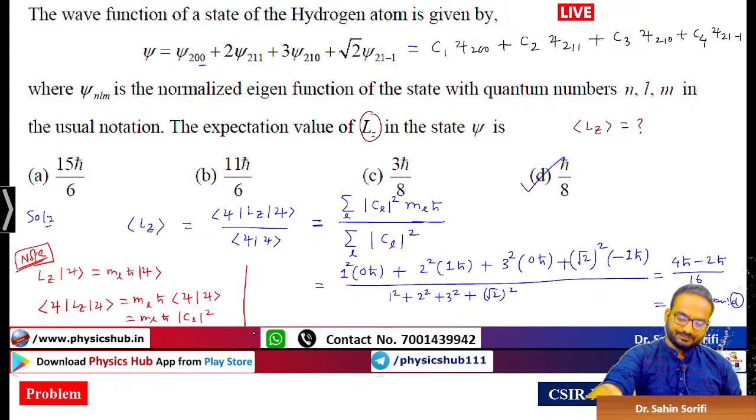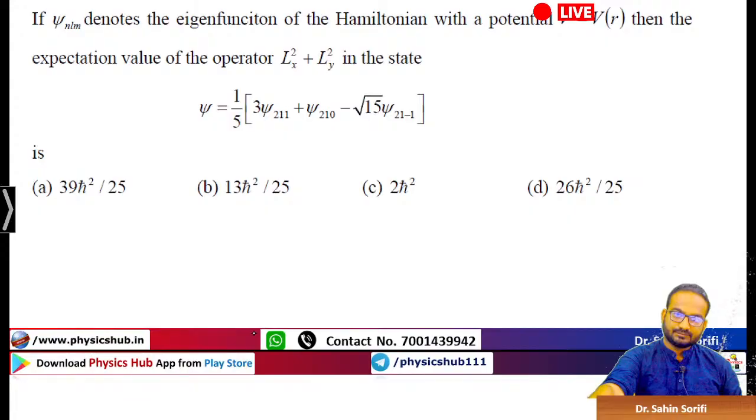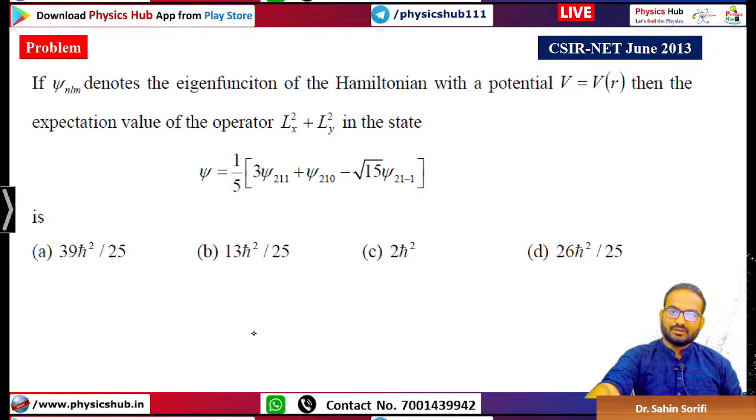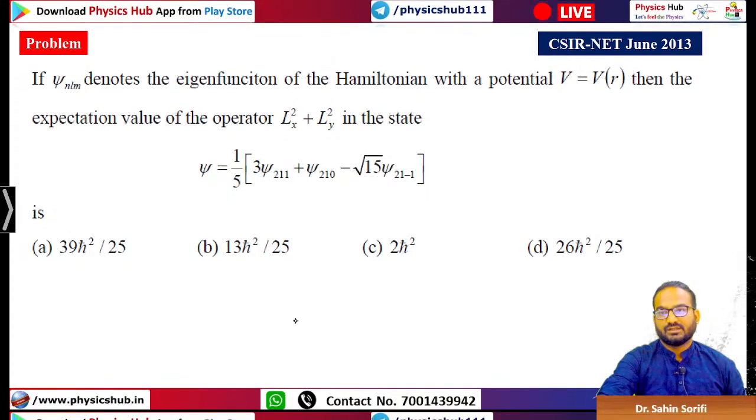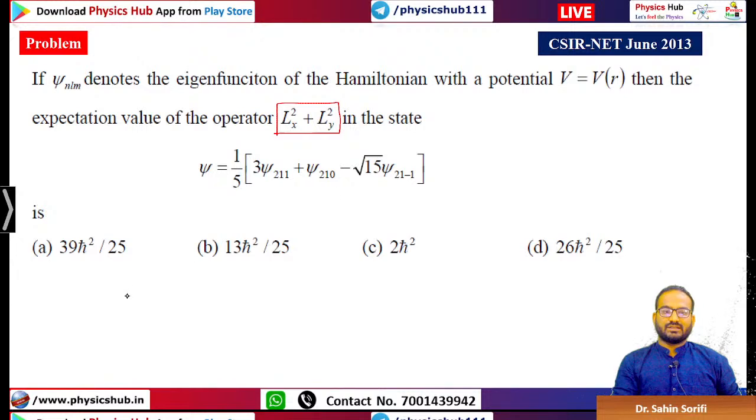Okay, let's move on. Do this one. A similar problem has come in many years. If you can see, June 2013, a similar problem. Psi n l m denotes the eigenfunction of the Hamiltonian with a potential V of r equal to V of r. Then the expectation value of Lx square plus Ly square in the state psi is. Do it.